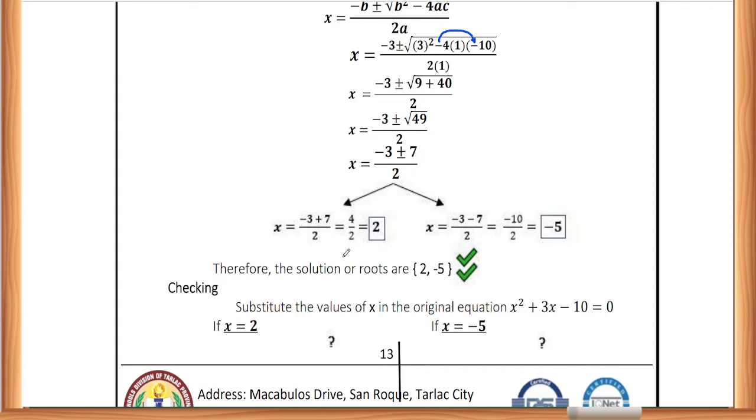So there are two solutions therefore. One is if your 7 is positive. Ito yon. If your 7 is plus, therefore, negative 3 plus 7 over 2 is equal to 4 over 2. So the first solution is 2. Ngayon, kung minus naman 7, that's going to be minus 3 minus 7 over 2. That's going to be negative 10 over 2. Therefore, the second solution would be negative 5.